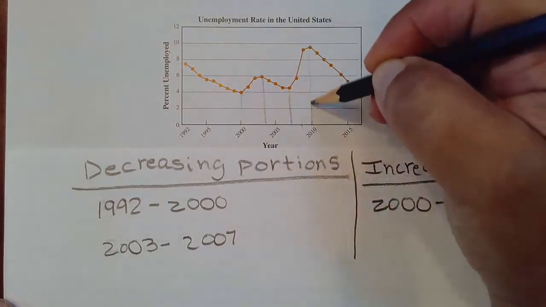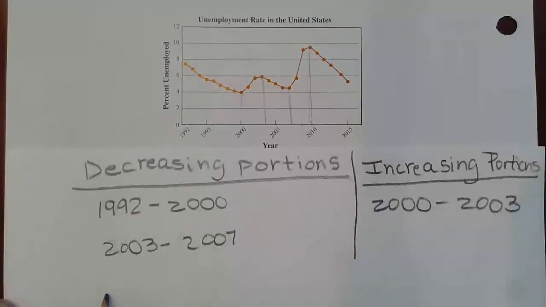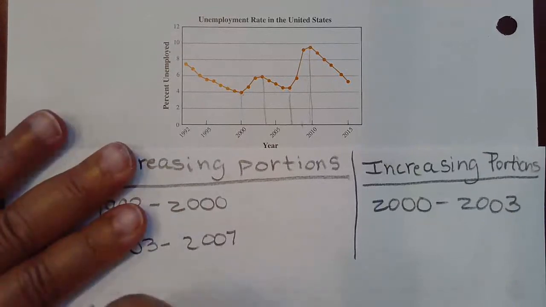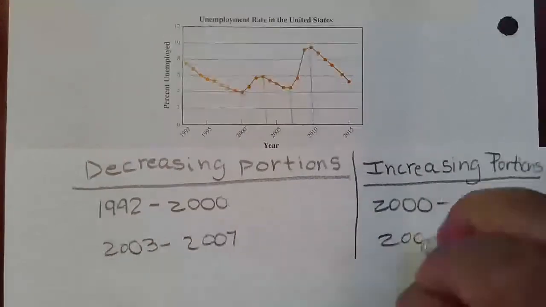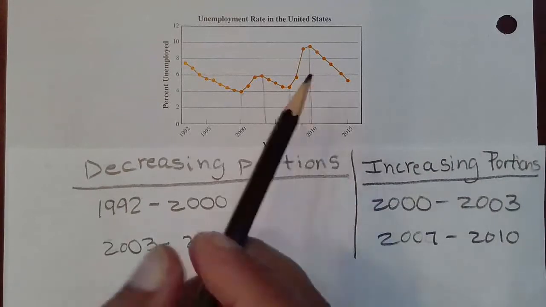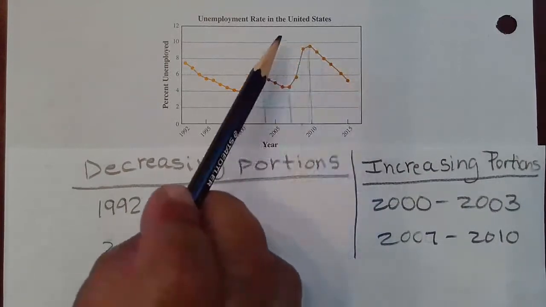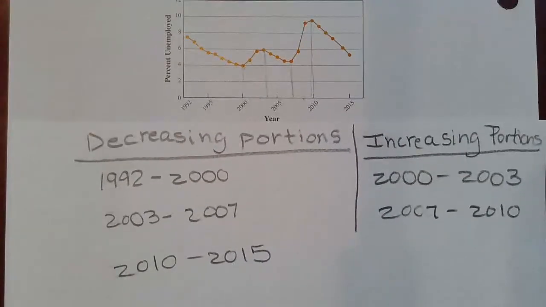okay, that looks to be approximately 2010. So from 2007 to 2010, we're increasing, and then finally this last portion from 2010 to 2015, we are decreasing again. So just a question about increasing and decreasing.